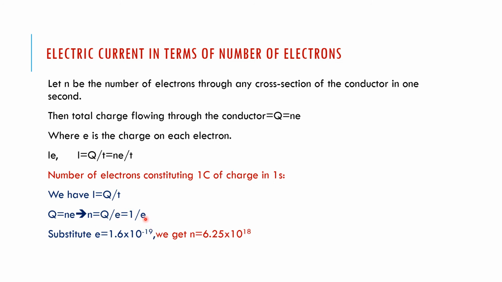What's the value of E? Just substitute the value of E, 1.6 into 10 raised to minus 19. Its reciprocal, 1 divided by 1.6 into 10 raised to minus 19, is equal to n. That is the total number of electrons, and that value comes out to be 6.25 into 10 raised to 18. So these many electrons are there per second in 1 coulomb of charge. This value you need to remember.